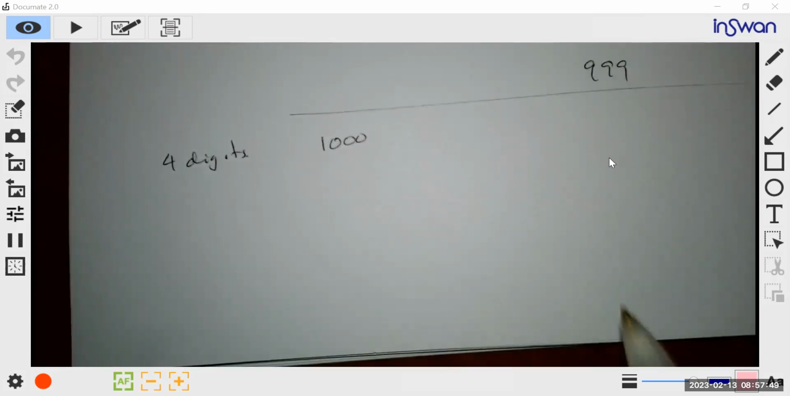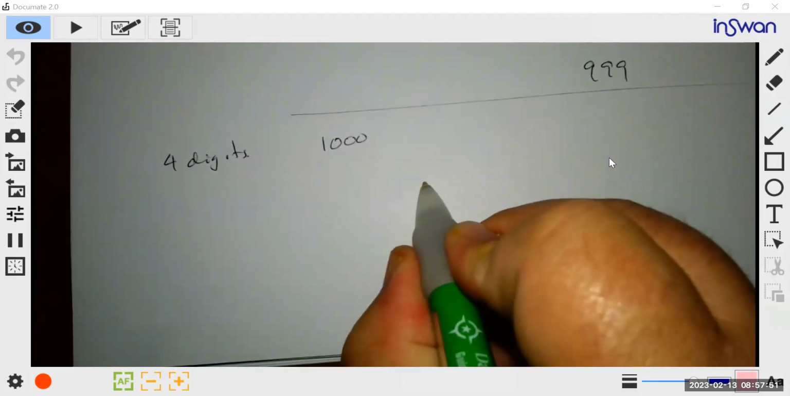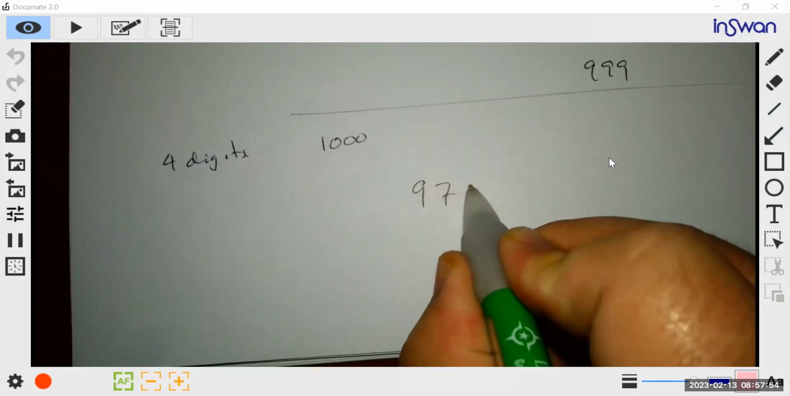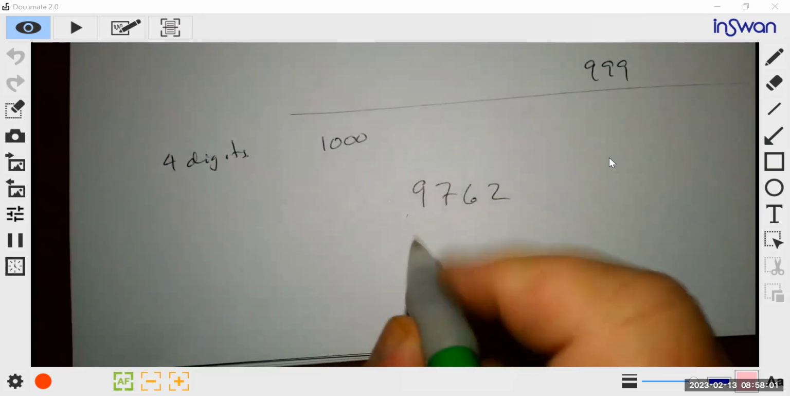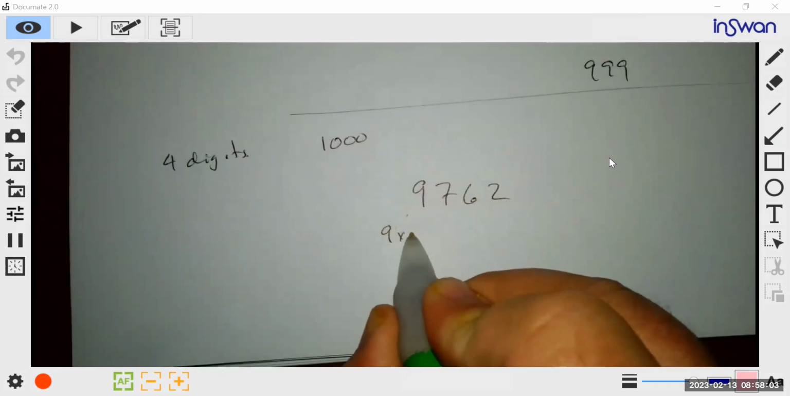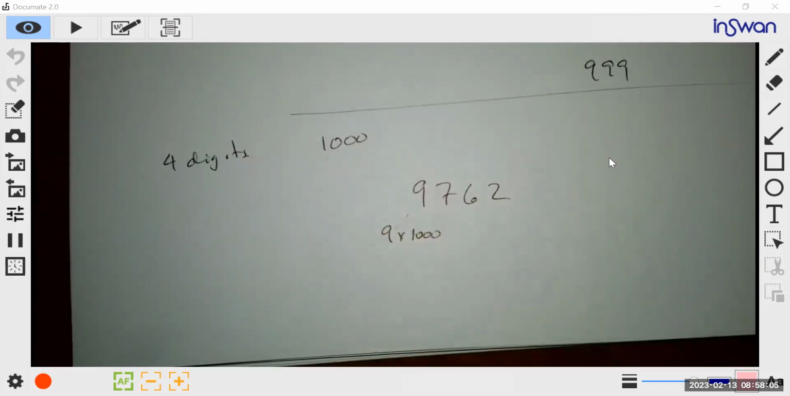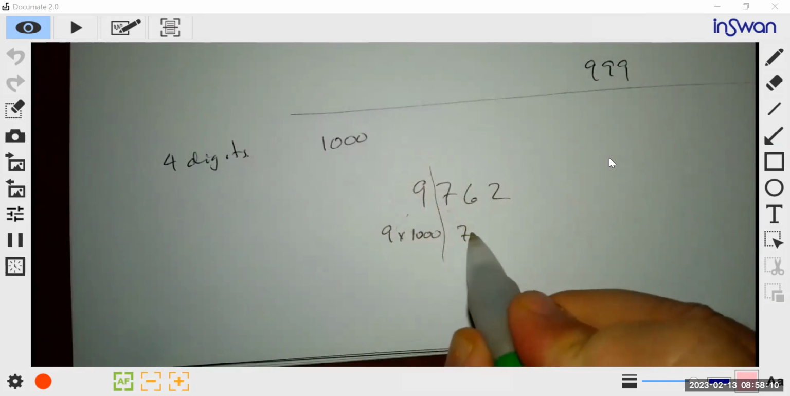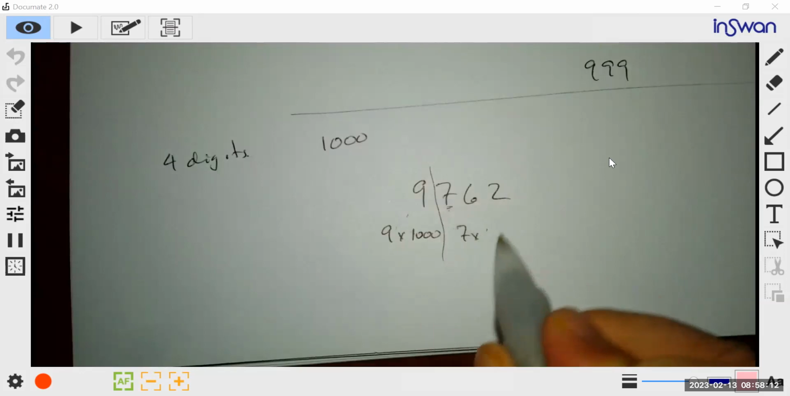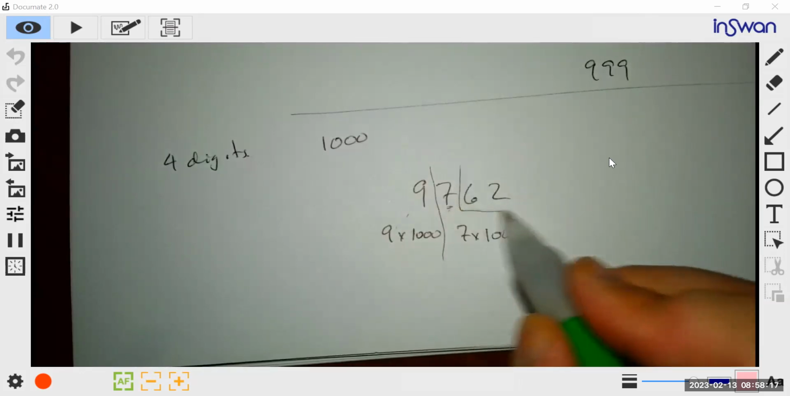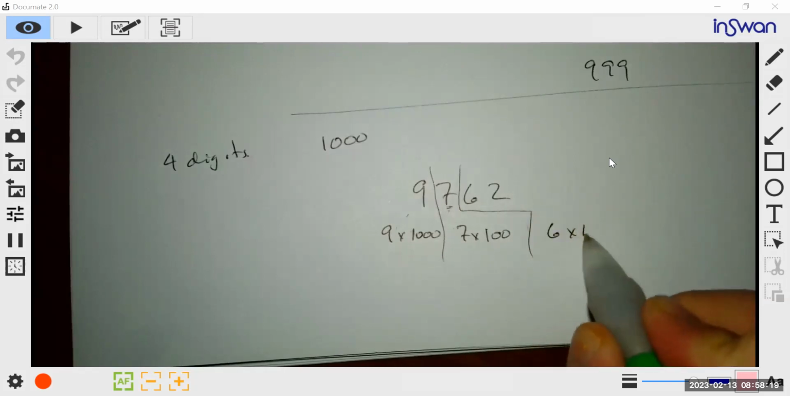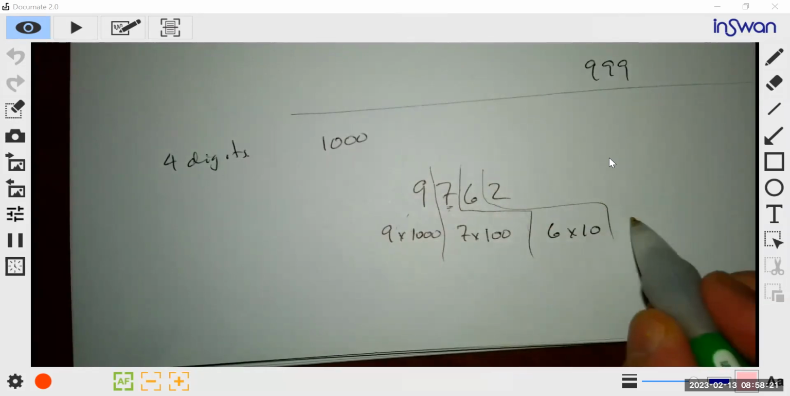So our number system is a base 10. For example, 9,762. How is that number made up? It's 9 times 1,000. That's this number. 7 times what number is there? 100. Then 6 times 10. Then 2 times 1.